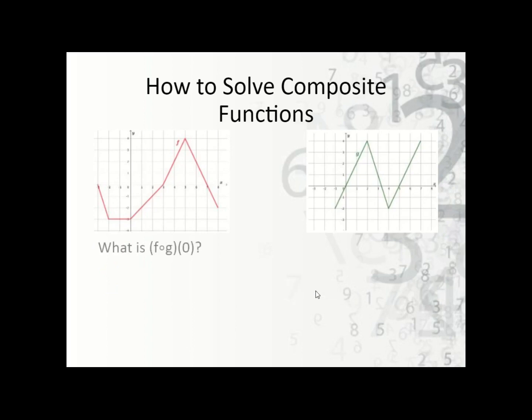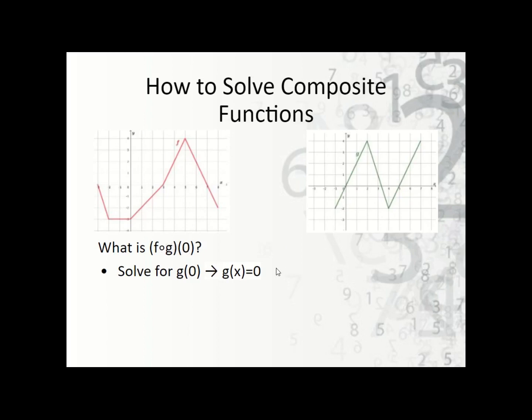Let's look at another example. What is f of g of 0? So it means the exact same thing as the other one we just did. So in this case, we take g of 0 because that's the last one. So we always do it last to first. So g here of 0 is 0.